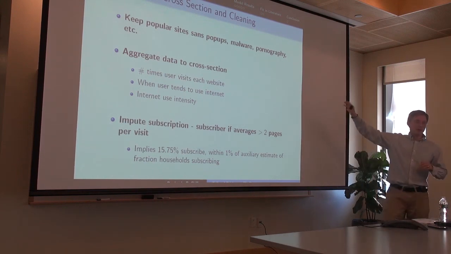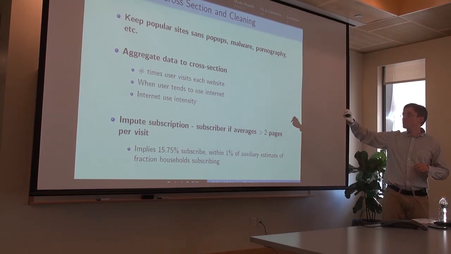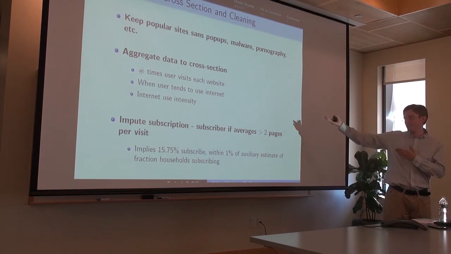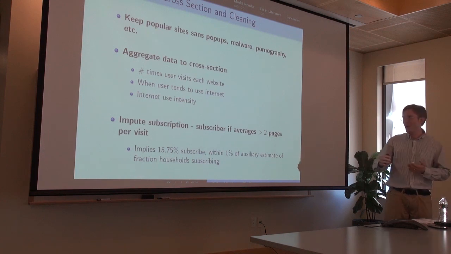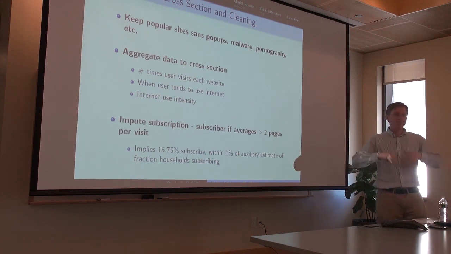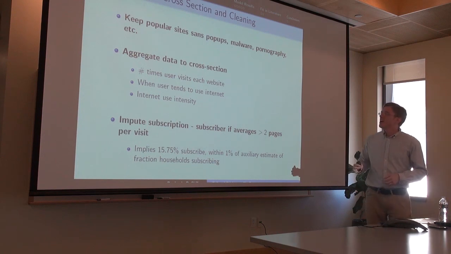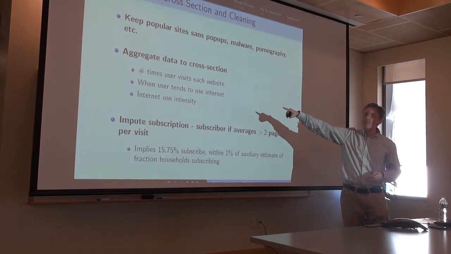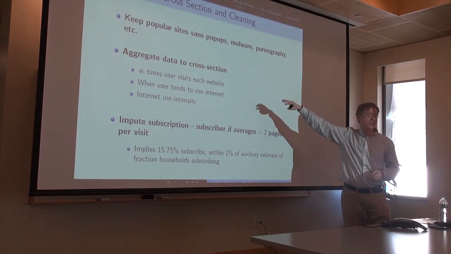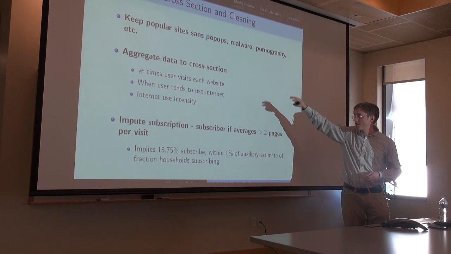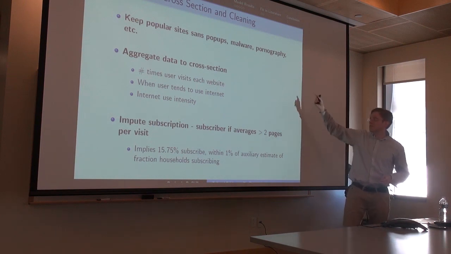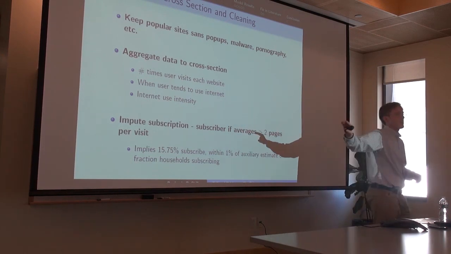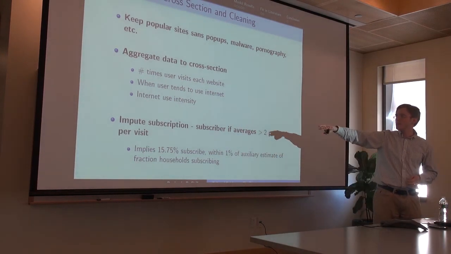So first I dropped a number of websites. There are pop-ups, and there's a lot of pornography actually on there. That might actually reveal what someone's willing to pay for Netflix, I don't know, but I just dropped the whole class. This is at least a starting point. And I said it's a cross-section, so I have the number of times people use each of the 5,000 websites that remained after removing a number of them. Also, when people tend to use the internet, and internet use intensity.